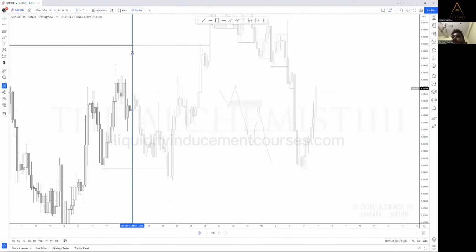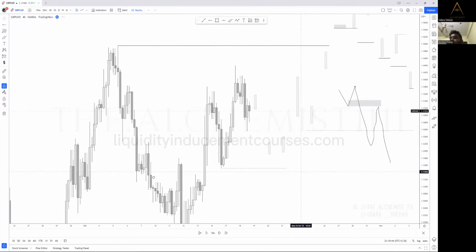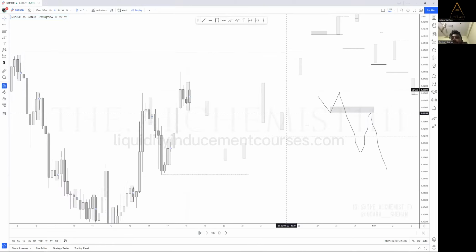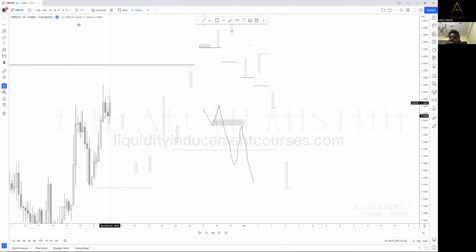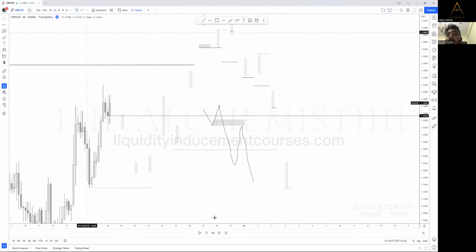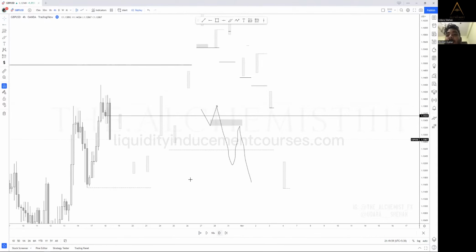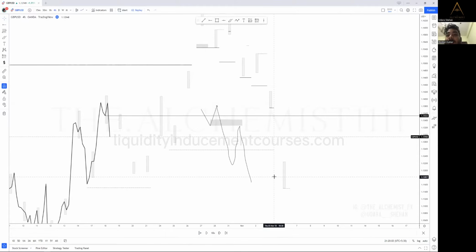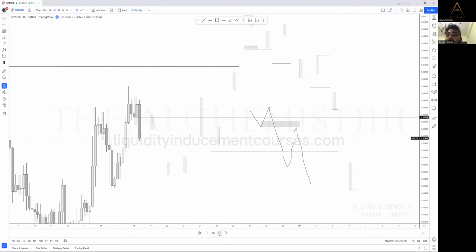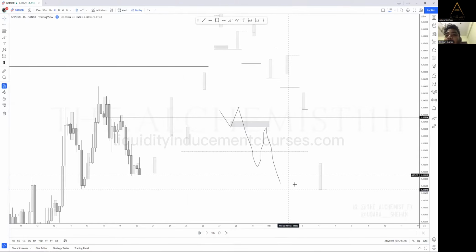Now, if I put the replay tool here, not here, maybe here. What is this? This is a support. V formation. See that? But once it breaks, see that? Now it is broken. Once it breaks, what happens? It will act as a resistance. Now look at the reaction from that same line. There it goes. Can you see that?